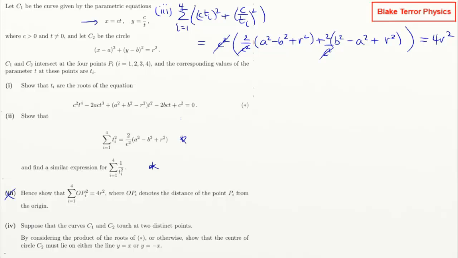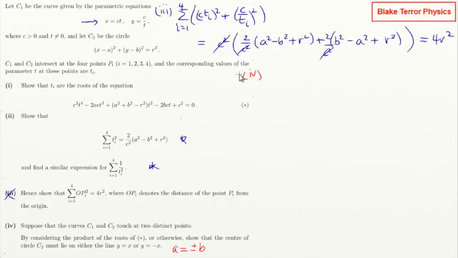Right, last part then. So yeah, flying through this. This is quite often the way, though, isn't it? The first question in these STEP papers is the nice one. Suppose that the curves C1 and C2 touch at 2 distinct points, right? So we've got some double roots. By considering the product of the roots, or otherwise, show that the centre of circle C2 must lie on the line y equals x or y equals minus x. Right, so if the centre is sitting there, that means that we've got a is equal to plus or minus b. So that's what we're working towards on this. So at least that's given us a definite target.